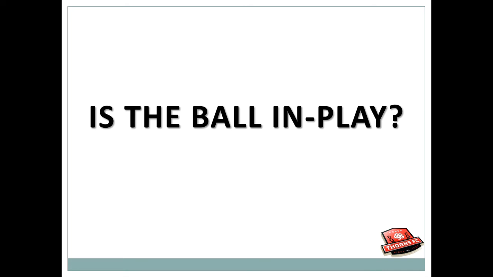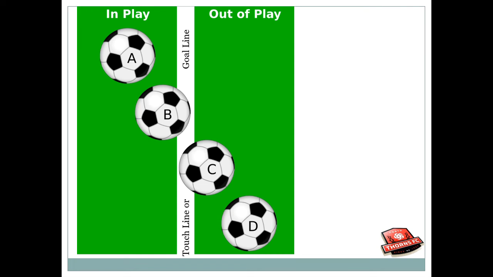So for these next few slides, we're going to make sure that we are absolutely clear that we understand when the ball is in play and when it is out of play. Here is an image which shows 4 different scenarios. I've labeled 4 soccer balls, A, B, C, D.